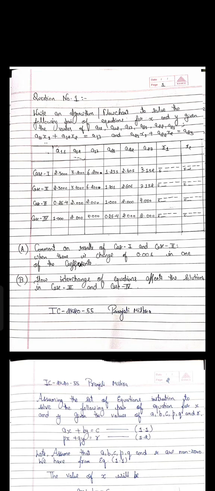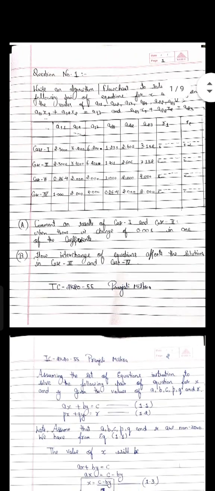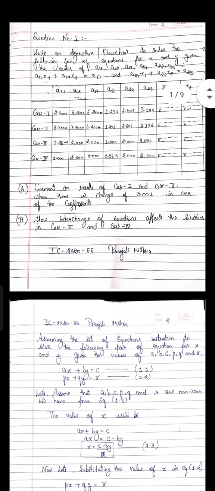Today we are going to solve question number 1 for the subject Computer Oriented Numerical Method. Test number 1, question 1. Write an algorithm and flowchart to solve the following pair of equations for x and y, given the values of a11, a12, a13, a21, a22, a23.